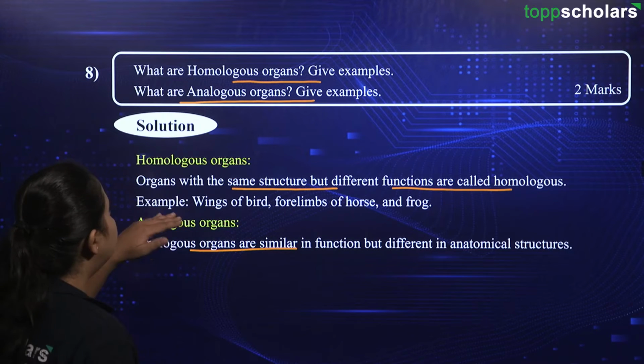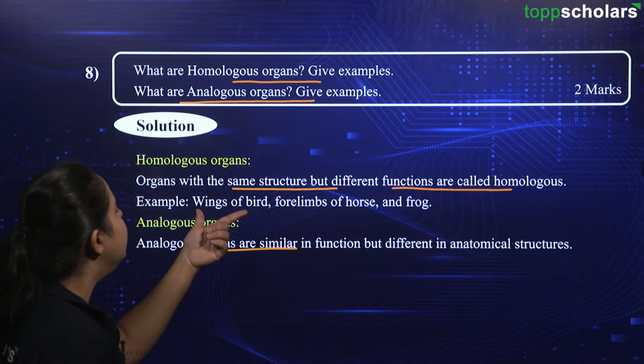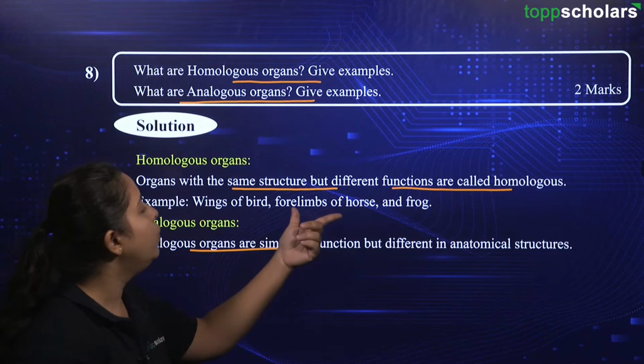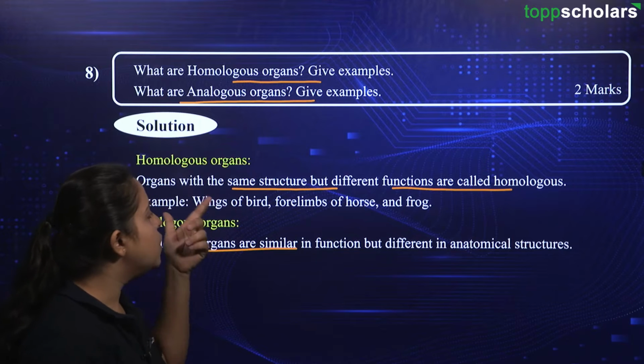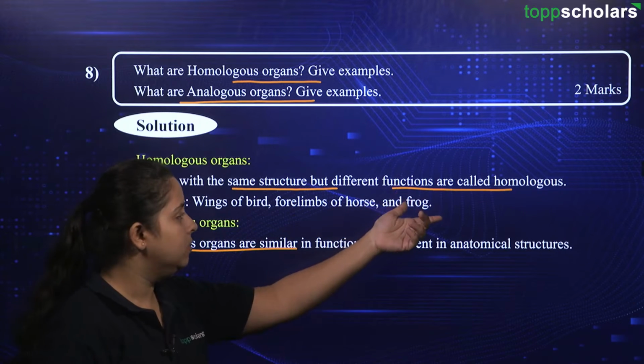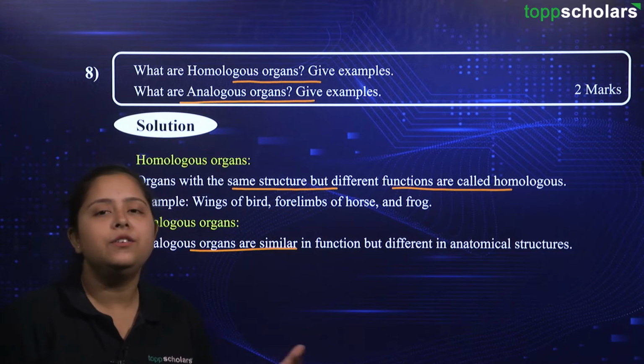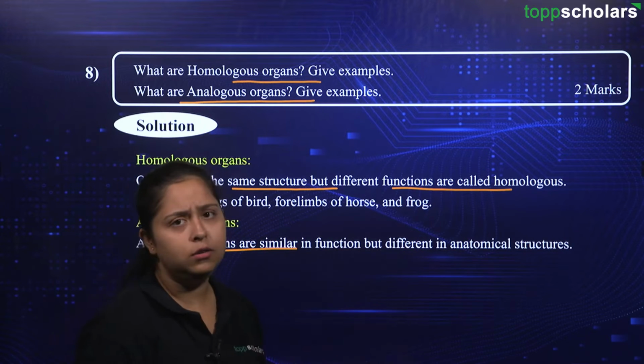Now coming back to the example for homologous organs. Here we have the wings of bird, then 4 limbs of horse, and this is frog. Now the structure of the wings of bird, 4 limbs of horse and frog is the same, but the functions they are serving is quite different, because a frog, how does it walk?